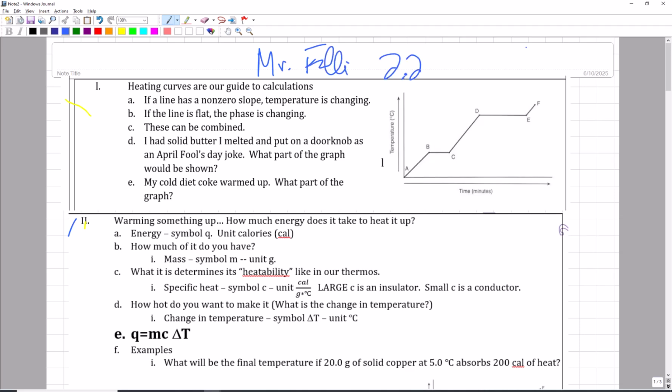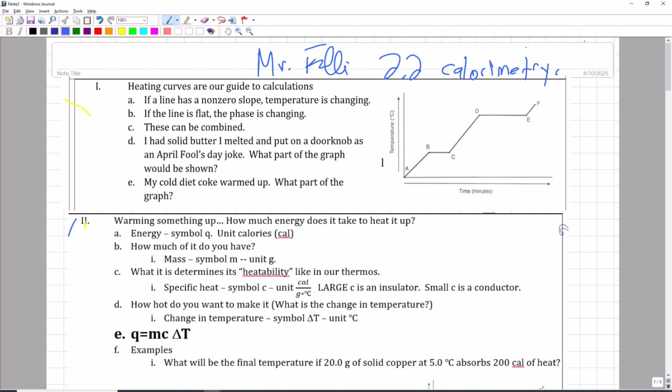We are in the midst of calorimetry, which will teach us how to do the math and explain heating curves and all the stuff that goes with that. So let's hop right into that. All right, so heating curves are going to be our guide to calculations.